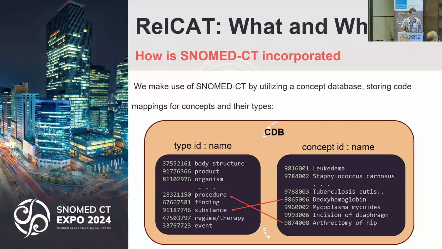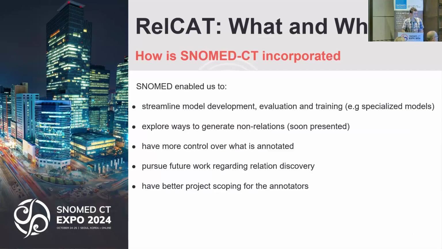And here we have an example of what the CDB is in a summarized view. On the right side, you've got the concept IDs. This will be, in our case, SNOMED concept IDs and their actual text. And on the left side, you've got the concept types that we created based on the top-level family of the SNOMED concepts themselves.